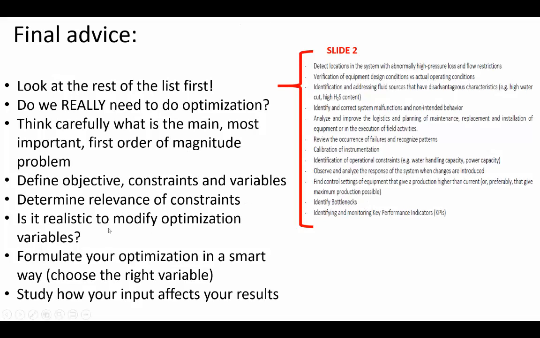Is it realistic to modify the optimization variables? Again, the same as the previous. If I am relying on changing the choke opening, maybe the field has two old chokes that I cannot modify. Formulate your optimization in a smart way. Choose the right variable. We saw some examples where you have a nonlinear problem, very difficult to solve, but by making some changes to the function, we can get a linear problem. And study how your input affects your results, especially the system parameters.